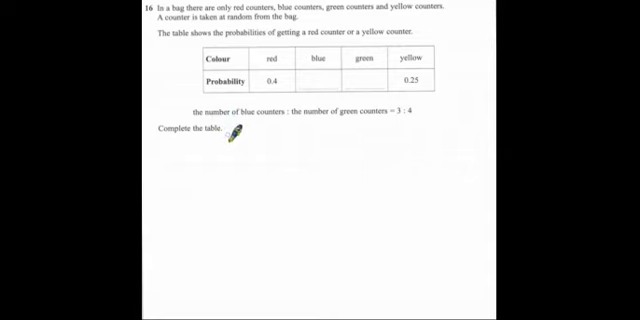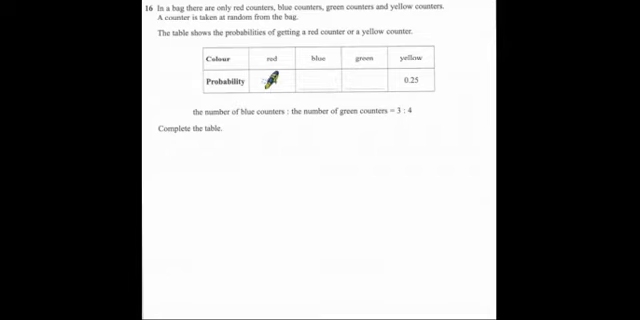Question 16 is a probability question, and we have one of our favourite scenarios, numbers of coloured counters in a bag. In this particular case we have red, blue, green and yellow, and we are told the probability of pulling out a red counter is 0.4, yellow is 0.25. We are asked to complete the table, and the extra bit of information is that we have a ratio of 3 to 4 of the blue and green counters. Let's start from the beginning.